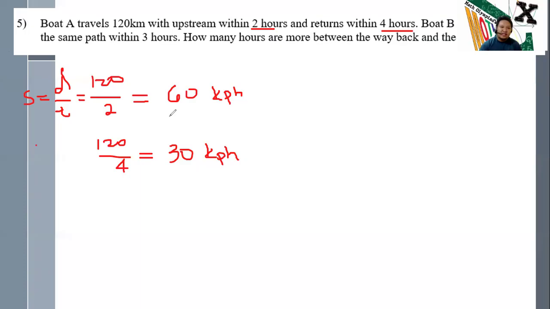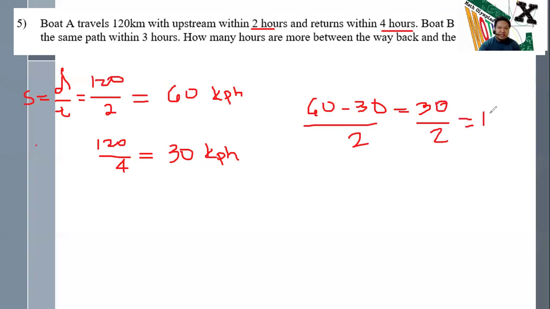So as you can see here, if you try to subtract these two, that will be 60 minus 30. That is actually 30 kilometers per hour. 30 divided by 2 will give us the speed of the water. So that's 15 kilometers per hour.